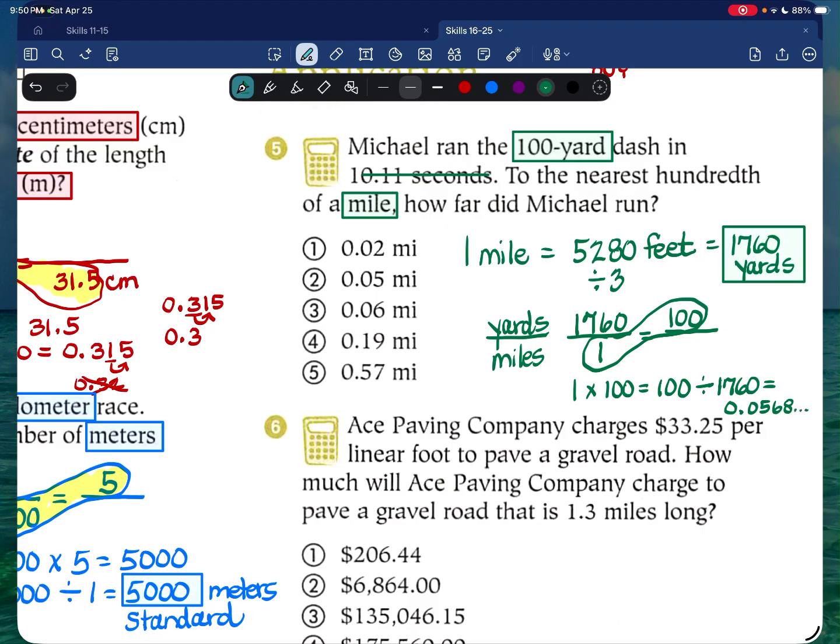But if you round it to the nearest hundredth, because that's what it said to do, you will get 0.06. This one rounds up. So you would want to go with option 3 there. Be careful, because option 2 is 5/100ths. But if you round it as you were instructed, you will need to get it up to 6/100ths.